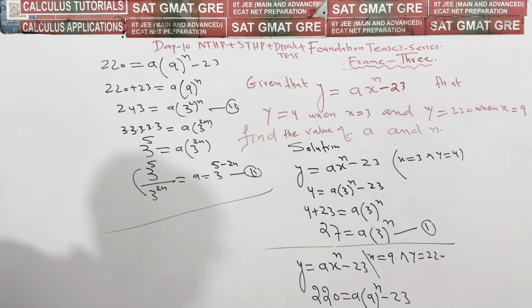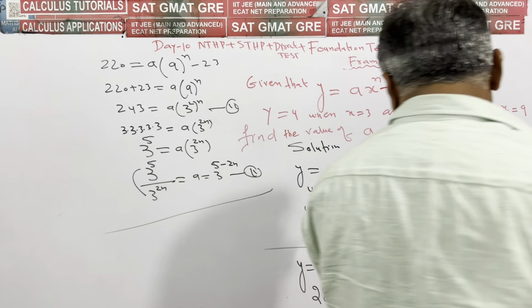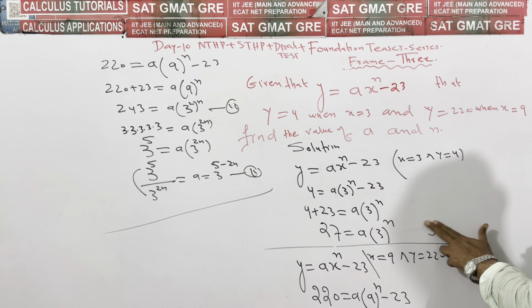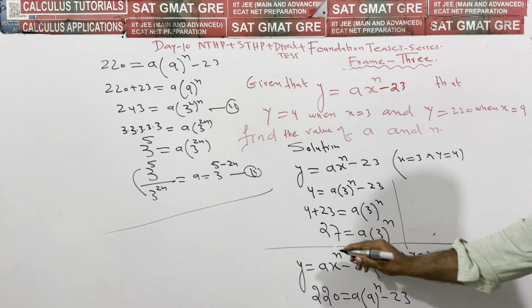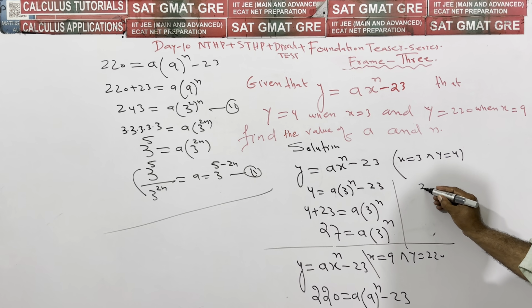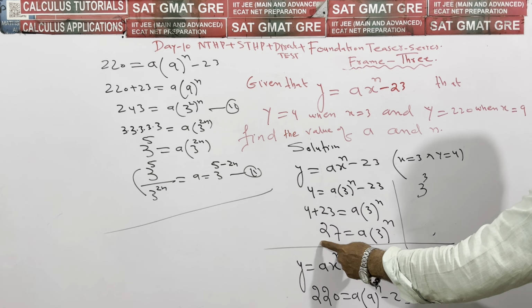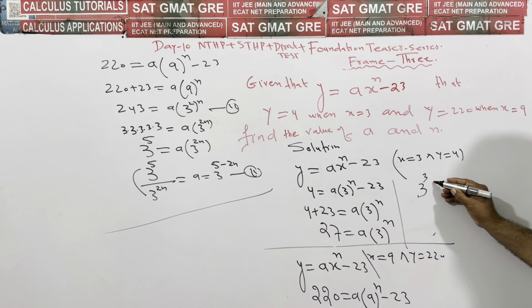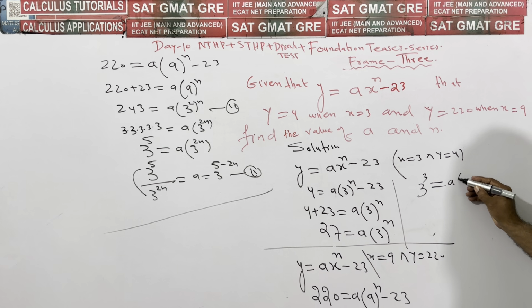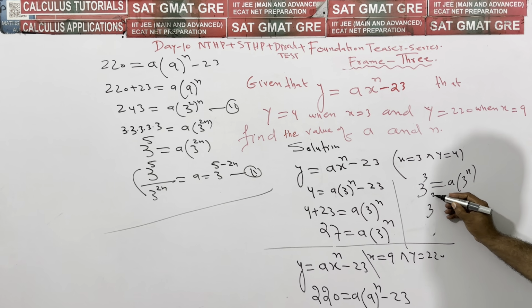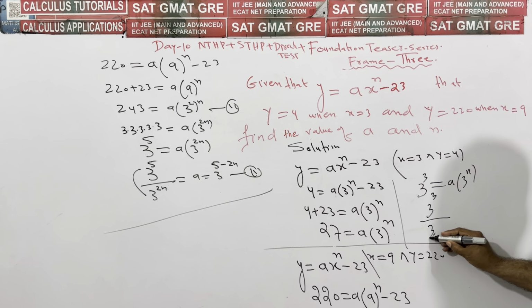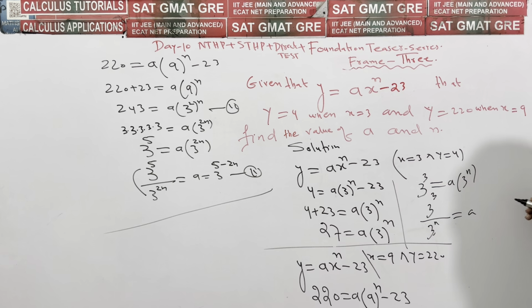From condition number 1, we can also find value of a. 27 can be written as 3 raised to cube: 3 into 3 into 3. 3 raised to 3 is equal to a times 3 raised to n. Solve for a. Shift 3 raised to n here. 3 raised to 3 divided by 3 raised to n. They are in division. Bases are same.